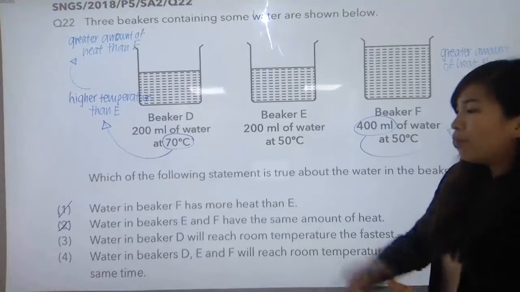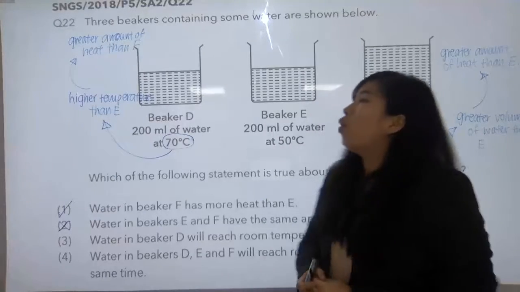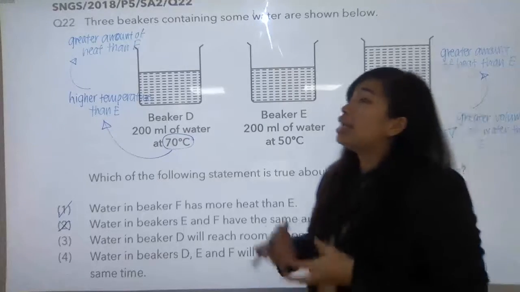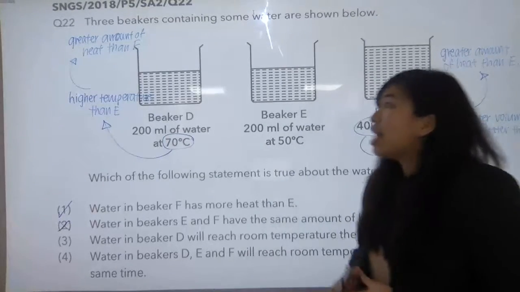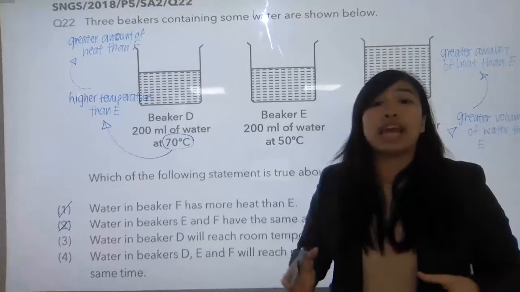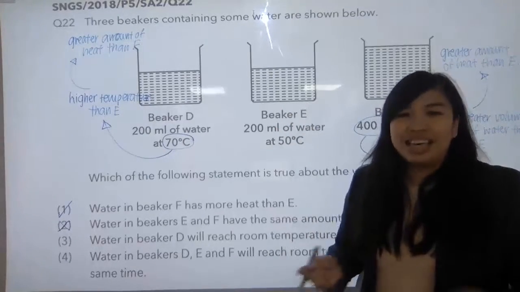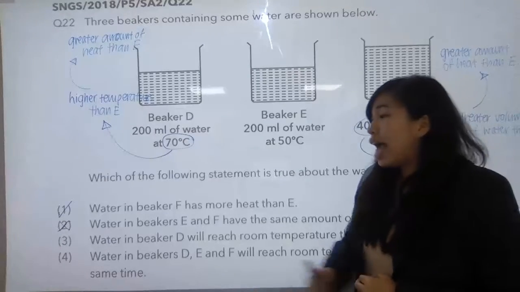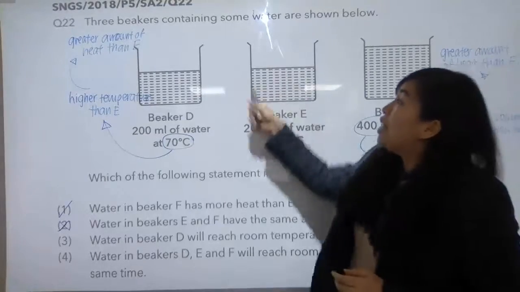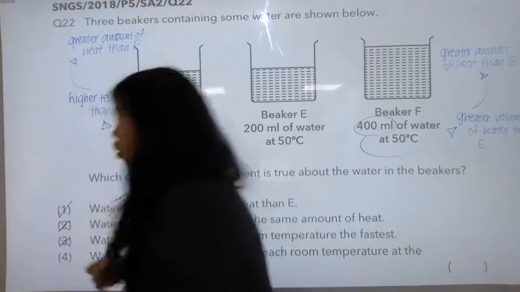Now for option 3, water in beaker D will reach room temperature the fastest. So when we analyze the water in beaker D, we have concluded that it has a greater amount of heat than E. As such, in order for beaker D to lose heat and reach room temperature, it will take a longer amount of time as compared to the water in beaker E. In that case, we cannot say that water in beaker D will reach room temperature the fastest. In fact, water in beaker E will reach room temperature the fastest. Thus, option 3 is not correct.